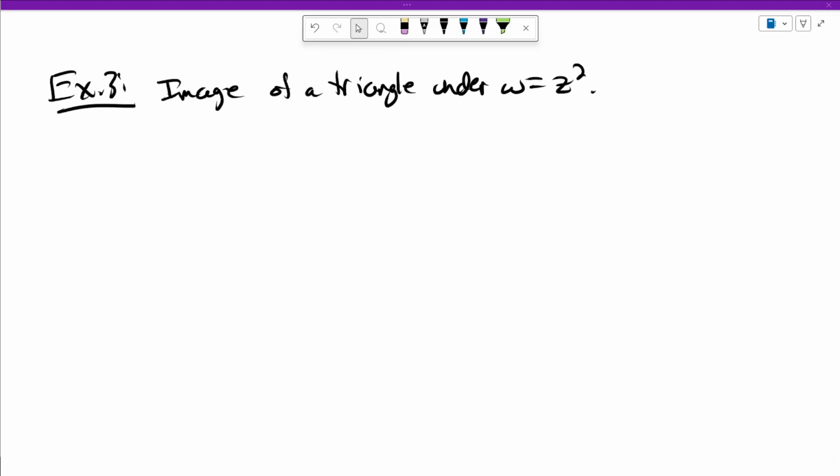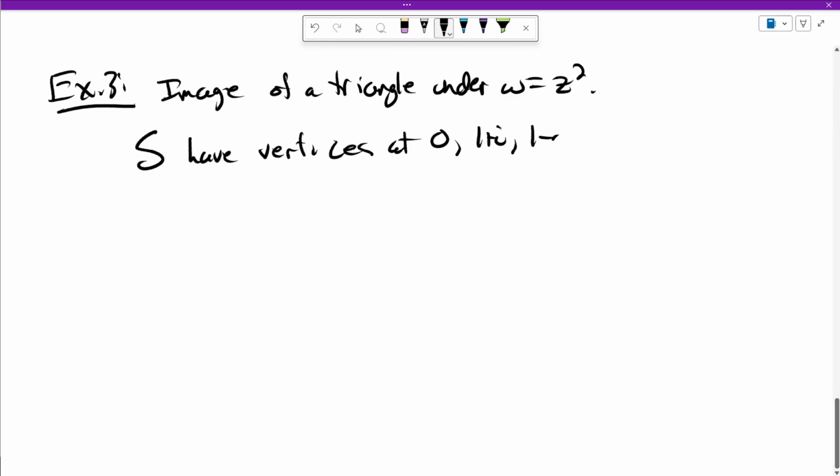This next example is going to be like putting the last two examples together. So we're going to look at the following triangle. We'll call it T, and S is going to have vertices at 0, 1 plus i, 1 minus i. So we just take a moment here and graph S.